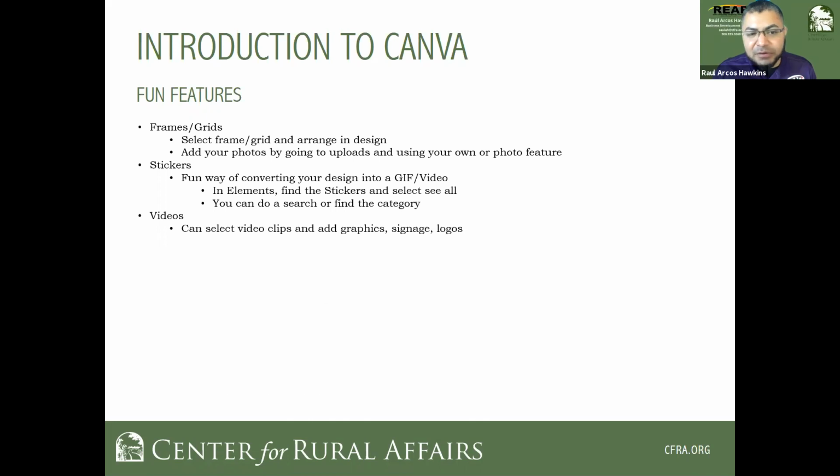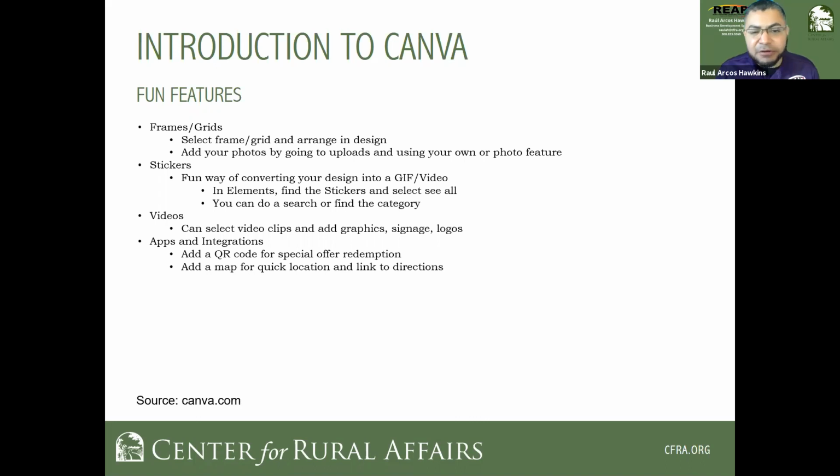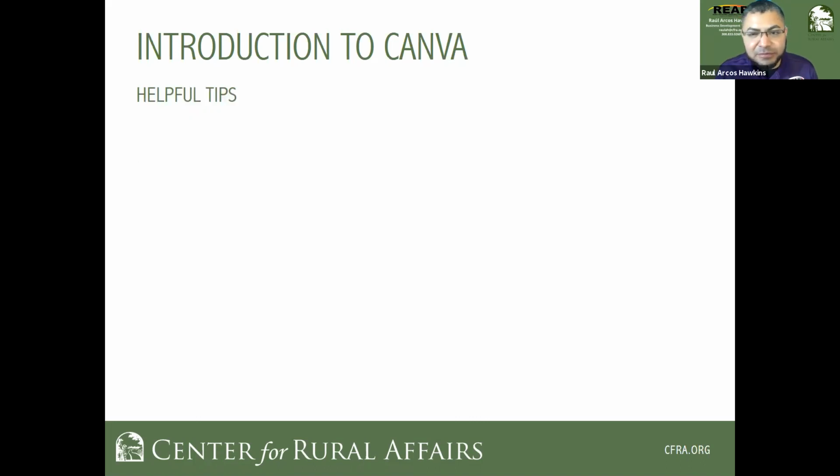Videos: you can select video clips and add graphics, signage, and logos. Apps and integrations: add a QR code for a special promotion, or if you want them to link it to your website. You can add a map, like I showed you, for quick location and a link to the directions.